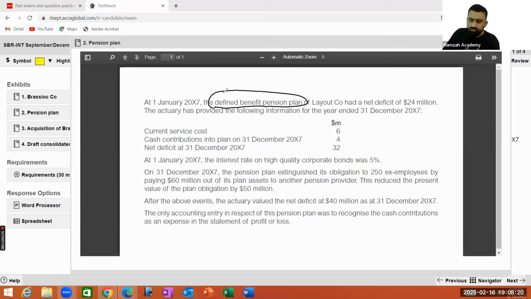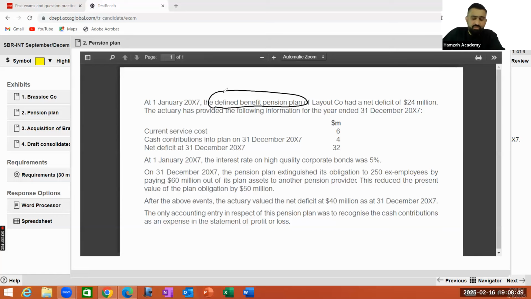If we have the value of the plan asset more than the obligation, then that means you have a surplus. And if you have a surplus, then you have a right to reduce the future contribution, or you can withdraw the amount from the funds, keeping in mind the asset ceiling. But here in this case, we have the deficit, and the opening value of the deficit or net liability on 1st January X7 is $24 million US.